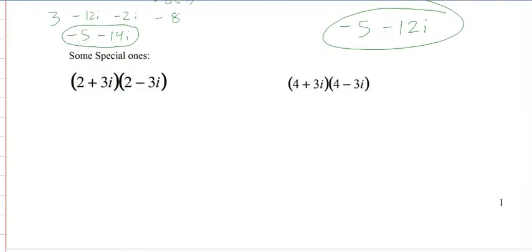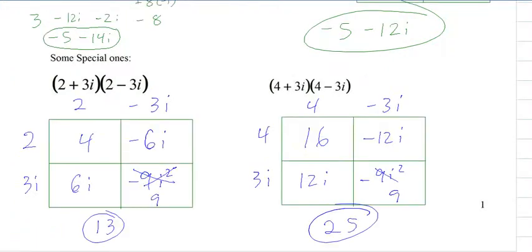All right, these are some special ones. So I want you to try using box method or FOIL, whichever method you like, multiply them out, and then see what happens. And we'll talk about it. Hit pause and try it. So you should have gotten 13 and 25. If you notice, we took 2 complex numbers, multiplied them together, and we end up with a real.